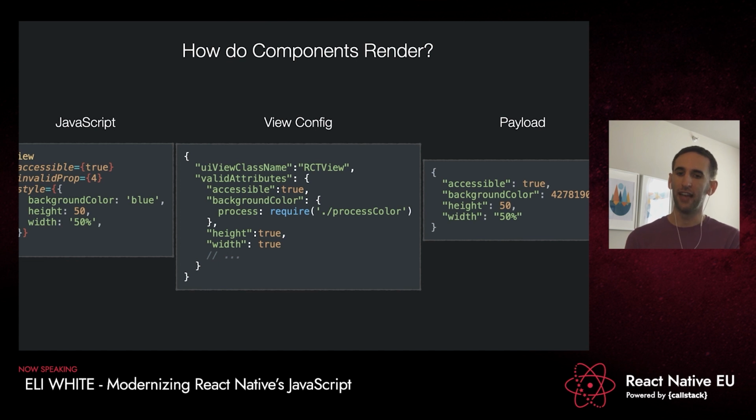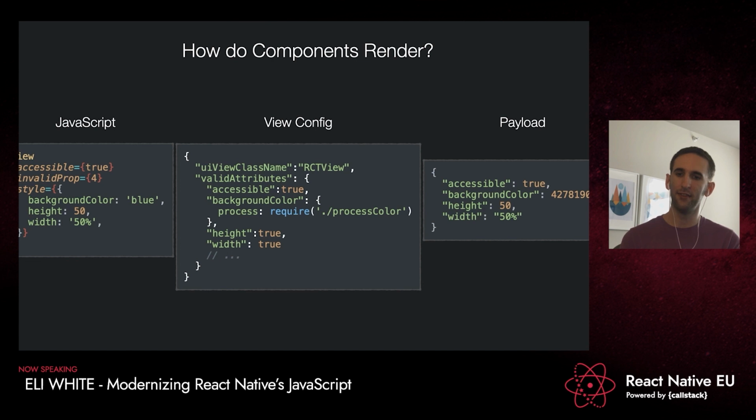Background color, however, has this object with a process key. And process color, this module, is a function that receives any of the kinds of values of colors that you write in JavaScript, from blue to RGBs to hex values. It takes any of those values and returns a number, and that's the number that gets sent to native.